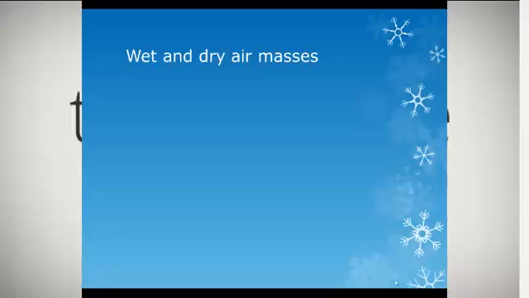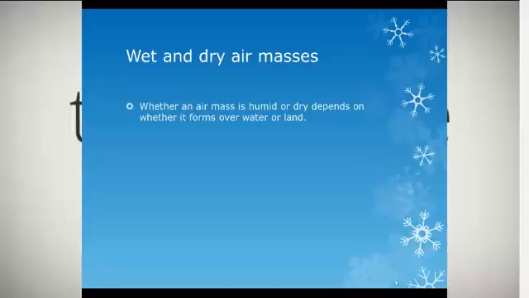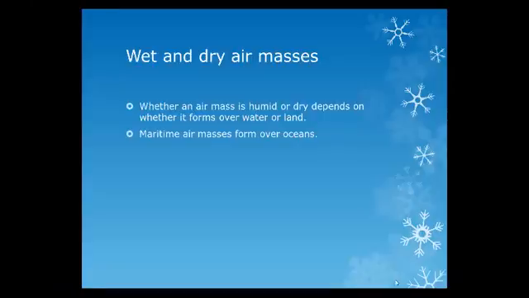Wet and dry air masses. Whether an air mass is humid or dry depends again on its source location as to whether it formed over top of land or if it formed over top of water. A maritime air mass is one that formed over top of water. Specifically, most maritime air masses form over top of the oceans.